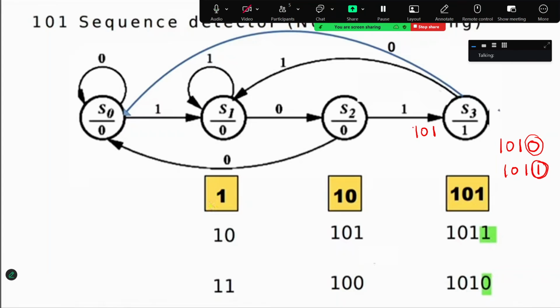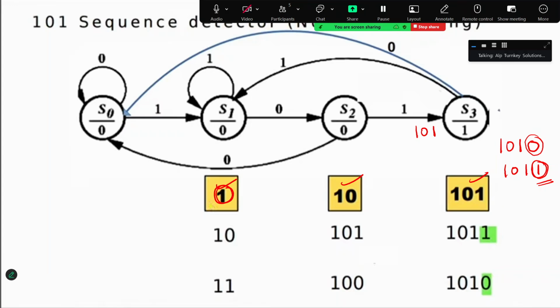Understood? See here, what is the initial state? Suppose the input is 0, it is not matching with anything, so it will go to the initial state. For 1, where is it matching? Here, this is the initial state. It will start from the initial state, from 1 it will start. Yeah, understood?